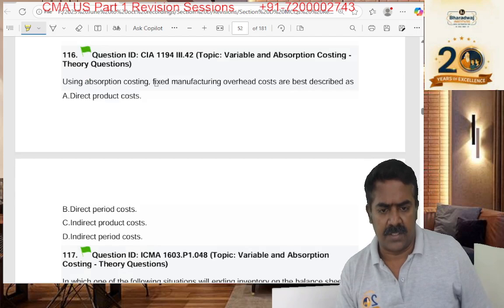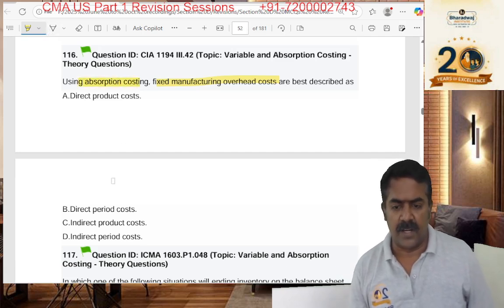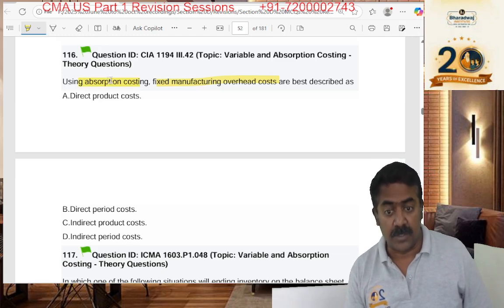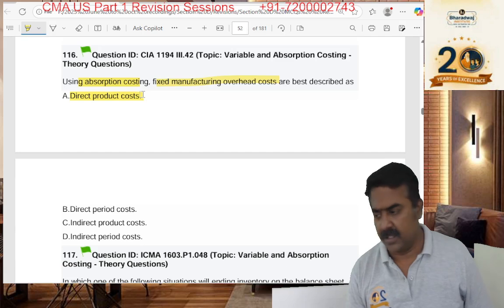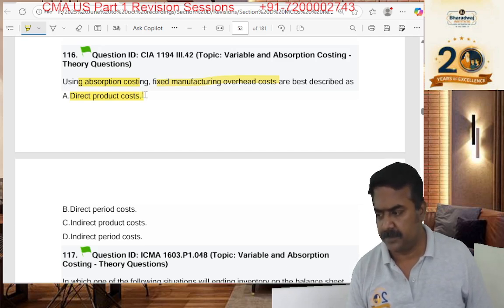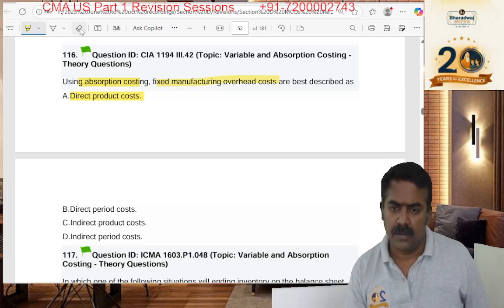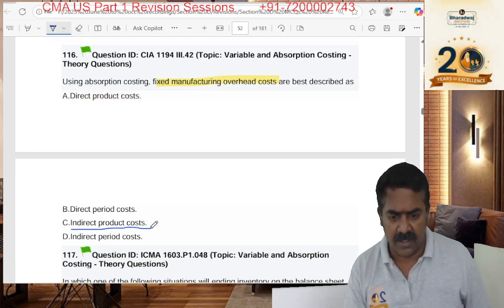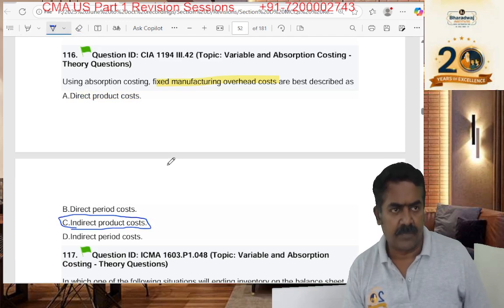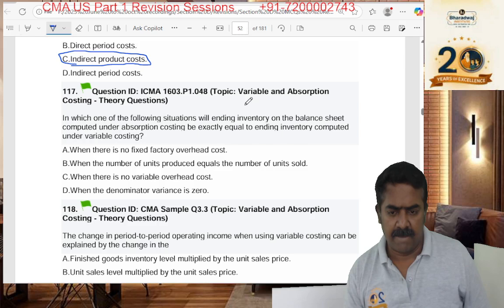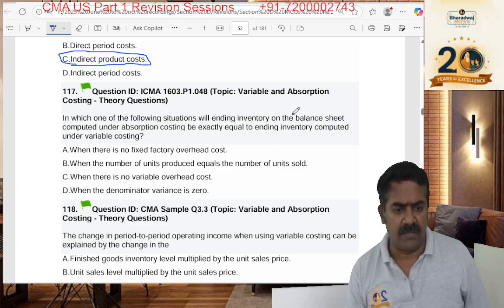Using absorption costing system, fixed manufacturing overheads are best described as absorption costing. It is included in which one? Absorption costing, it is included in product cost. Sorry, yeah, it is indirect expenses. Fixed overheads are always called as what? Indirect expenses. Factory overheads.